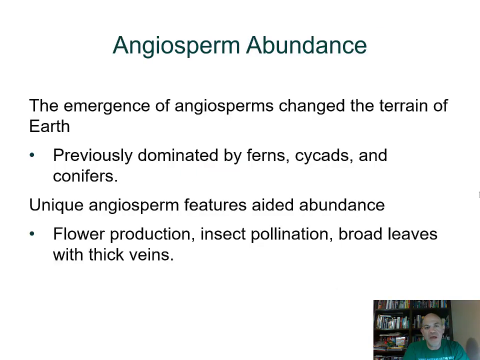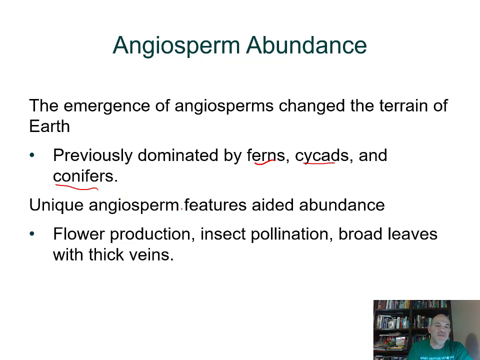So the angiosperms themselves, they're very abundant today. That wasn't always the case. They evolved at a time when the planet was dominated by ferns, cycads, the cycadophytes, and the conifers. But they became quite successful and are now the dominant land plants today.